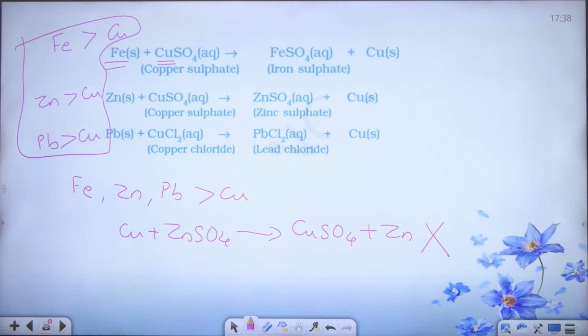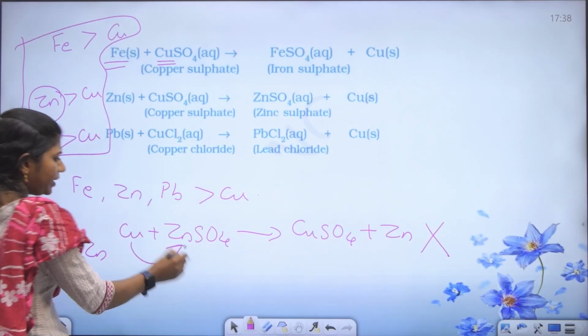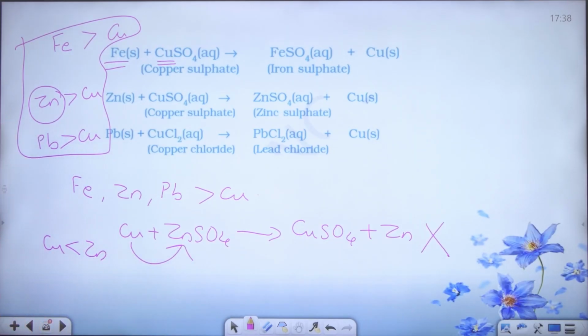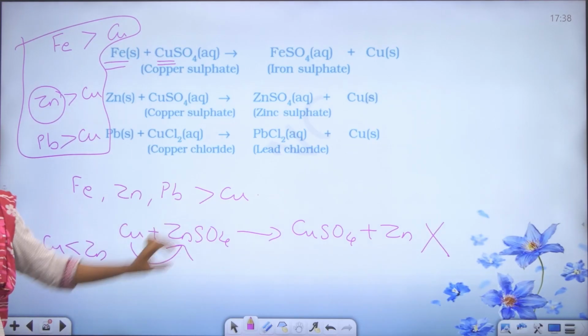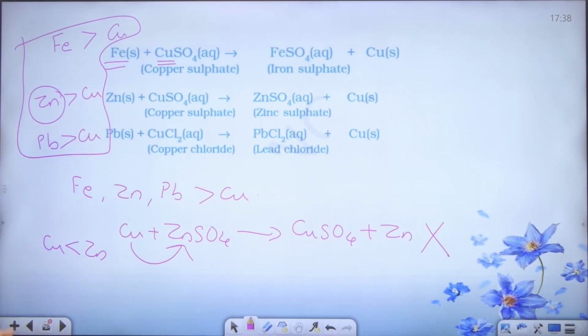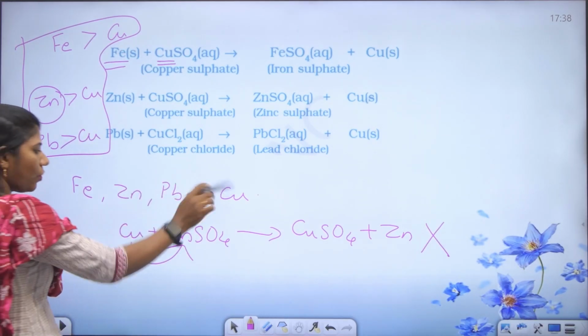Check the reactivity of copper and zinc. Which is greater? The reactivity of zinc is higher than copper. So, copper can't displace zinc from its compound. Copper can't displace zinc from zinc sulfate. So, this reaction is not possible.